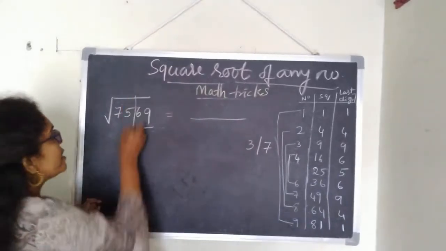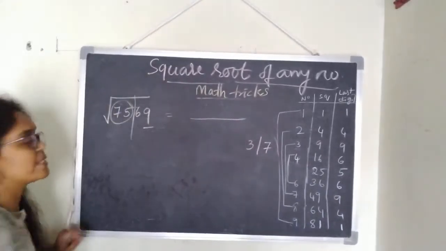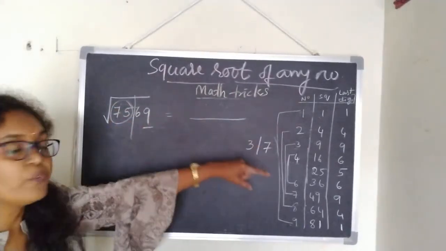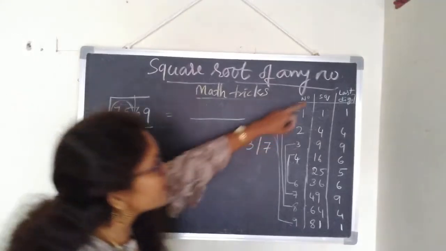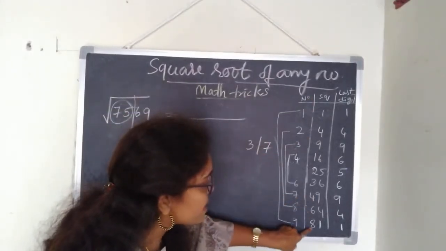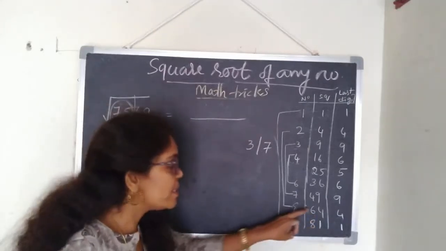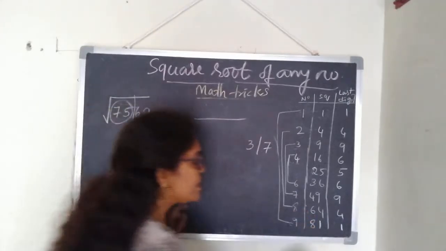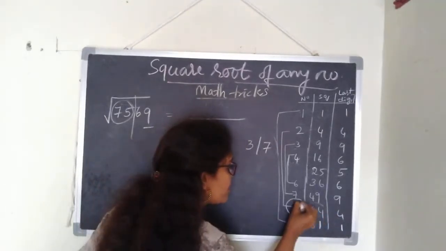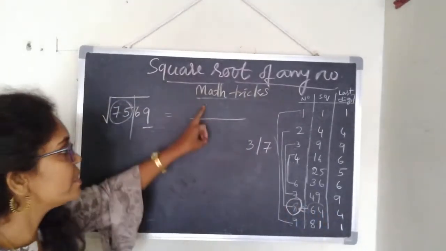Ignore the last two digits and take the first two digits, 75. 75 lies between which two square numbers? Here 75 lies between 64 and 81. In these two numbers, which is the smaller one? 64. 64 is the square of 8. So that's why our required first digit is 8.